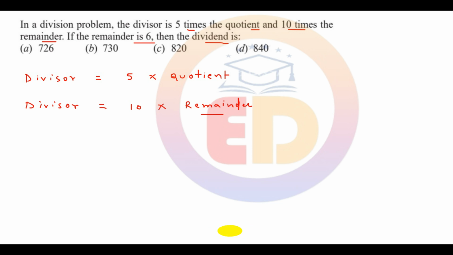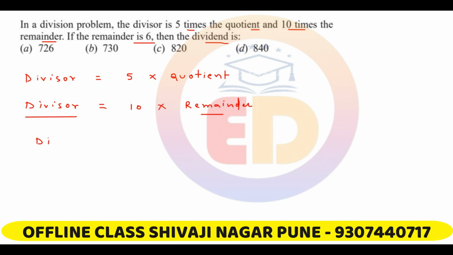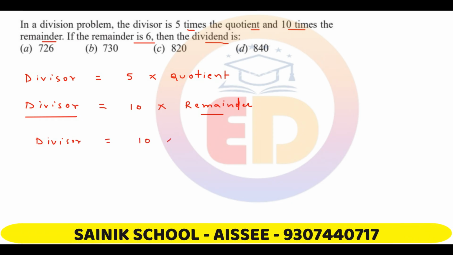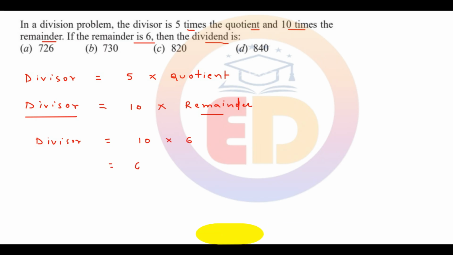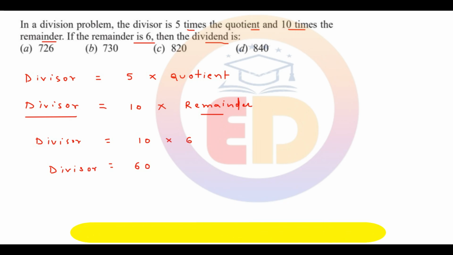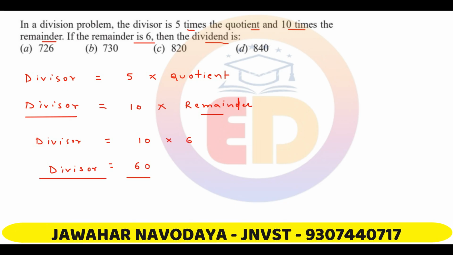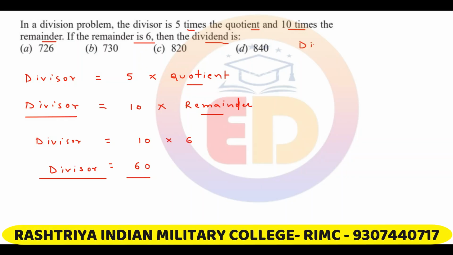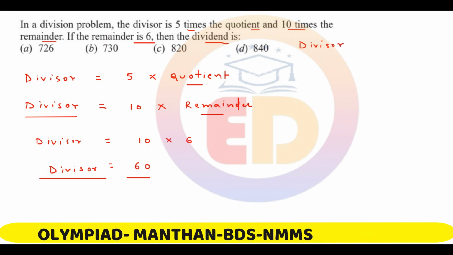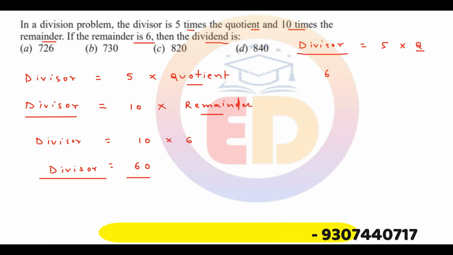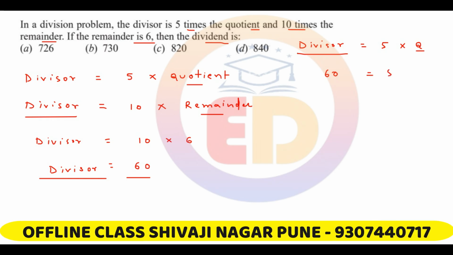So let us find out the divisor. Divisor will be 10 multiplied by 6, which is 60. So we get the divisor as 60. Now using the value of this divisor as 60, let us find out the quotient. If divisor equals 5 multiplied by quotient, quotient I'll write Q in short form, and we have the divisor as 60. So 60 equals 5 multiplied by quotient.